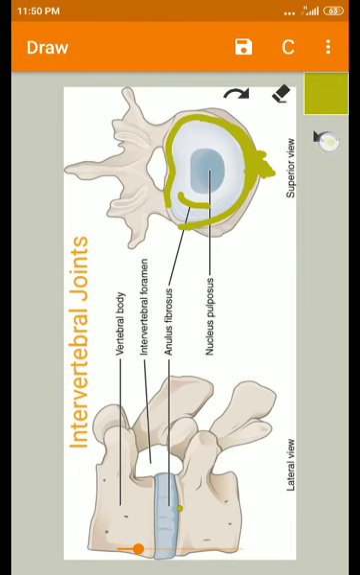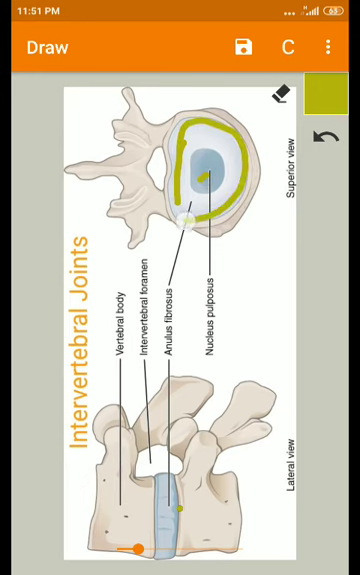So normally the disc is composed of two parts: the centrally placed nucleus pulposus and the peripheral annulus fibrosus. The central nucleus pulposus is soft and gelatinous at birth, and it acts as a hydraulic shock absorber, and with advancing age the elasticity of the disc is reduced, whereas the annulus fibrosus consists of two zones, the outer zone and the inner zone.